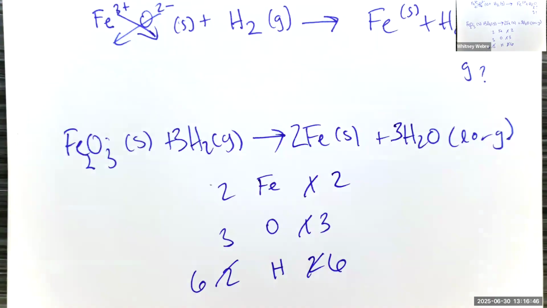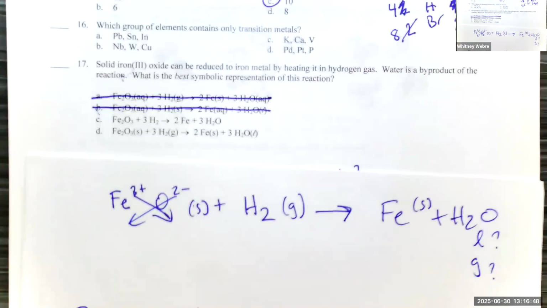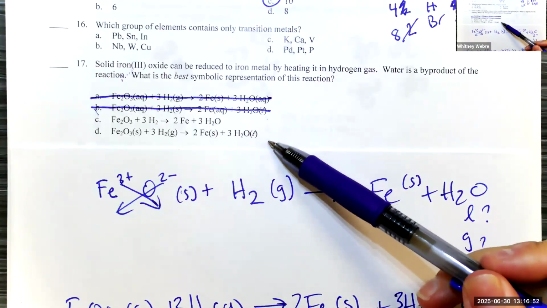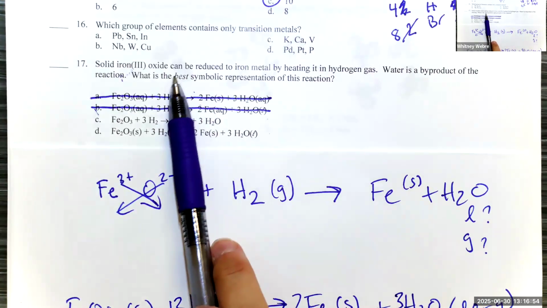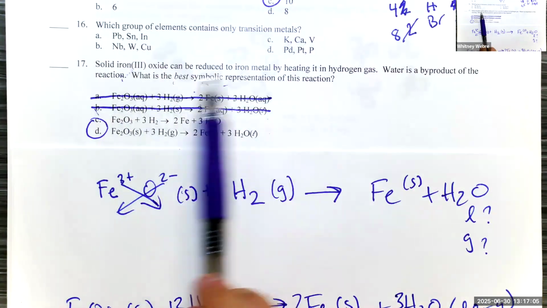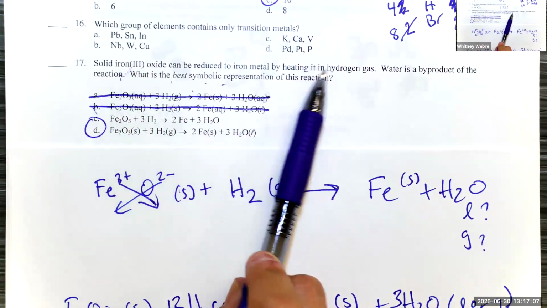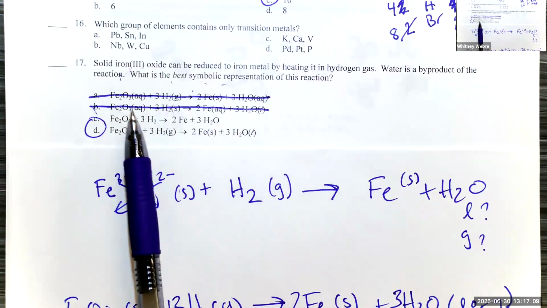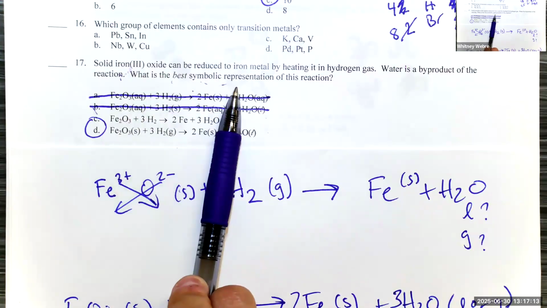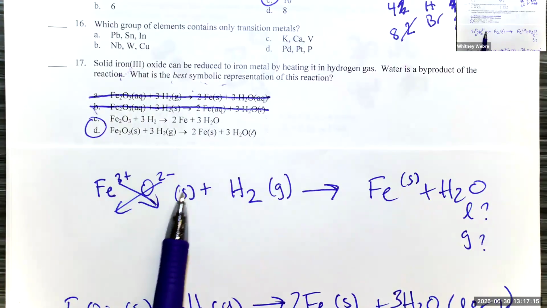Awesome. So yes, let's come and check. These are both balanced the same, but which one do you think is the best symbolic representation? So based on the way that she wrote this question, saying solids and gases, C is a perfectly acceptable way of writing it, but if it says the best, it's going to be D.